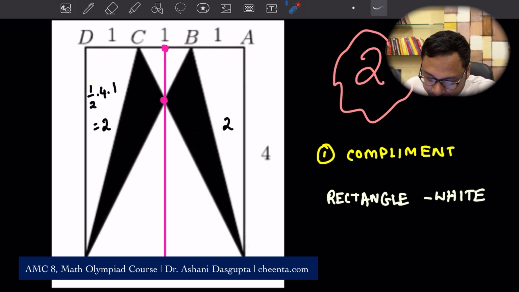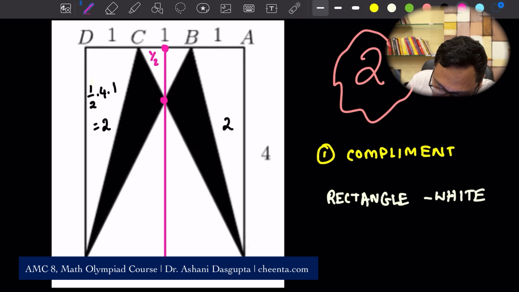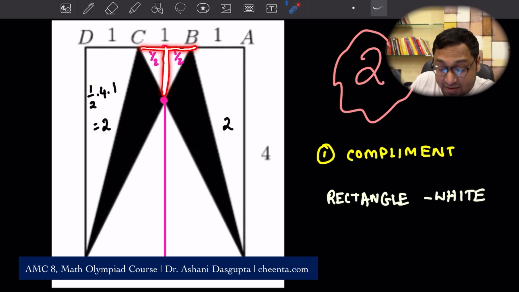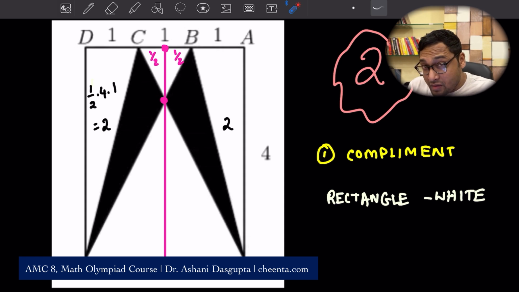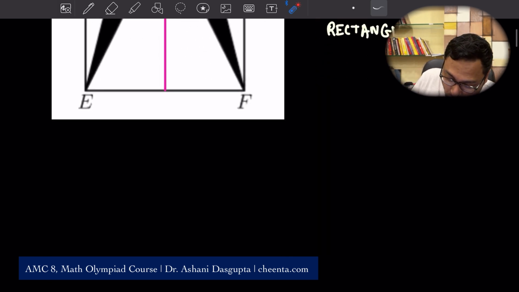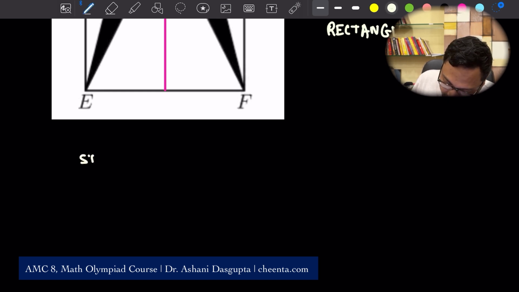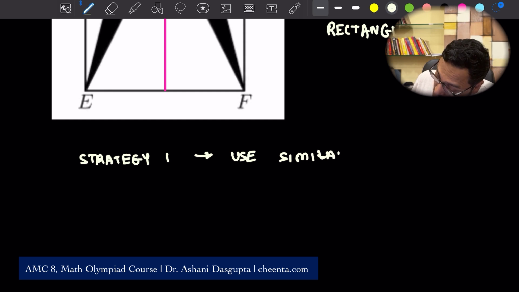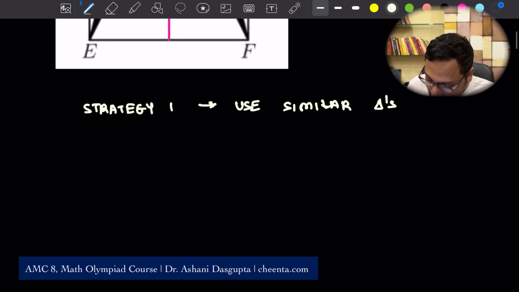Okay, so this little portion is half. This little portion is half because this total is 1. This is a perpendicular bisector of BC. So this is half, and this entire thing is 1. Okay, now I want to use the first strategy, and this is using similar triangles. So this is strategy 1. Use similar triangles. So how do you do it?